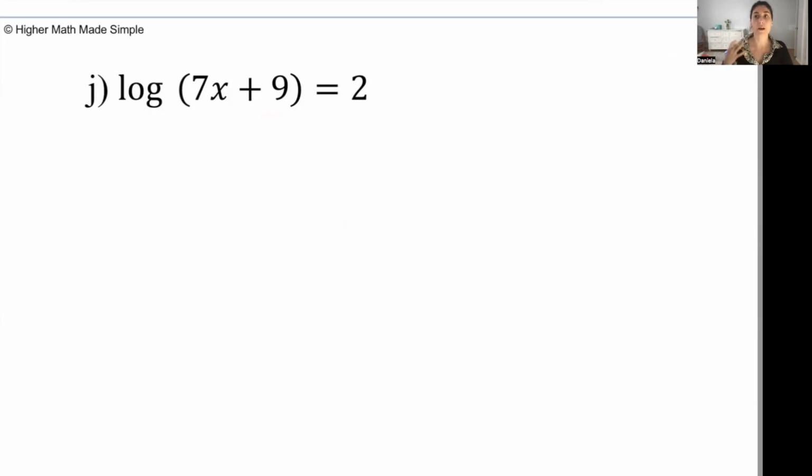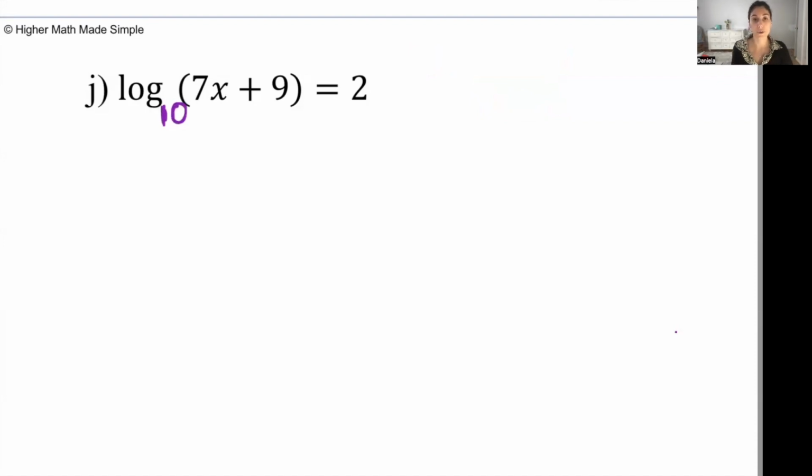So what's the opposite of log? Exponents, okay? So they go hand in hand. Okay, so as you can see here, there is no base. Now, there is a base, actually, it's just imaginary. When you do not see a base, it's understood in math that it's always going to be base 10, okay?